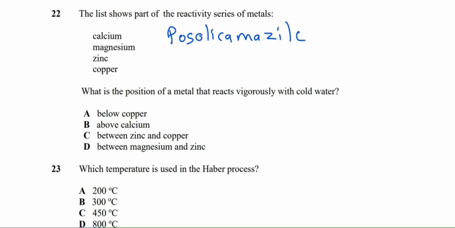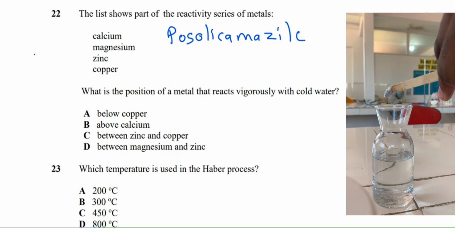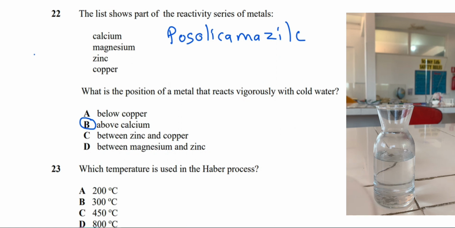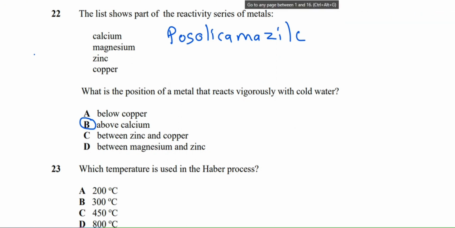The metal which reacts vigorously with cold water is obviously sodium or potassium, and that one is above calcium. You can see in this reaction between sodium and water, it's reacting violently. Magnesium does not react with cold water, it reacts with steam or hot water.